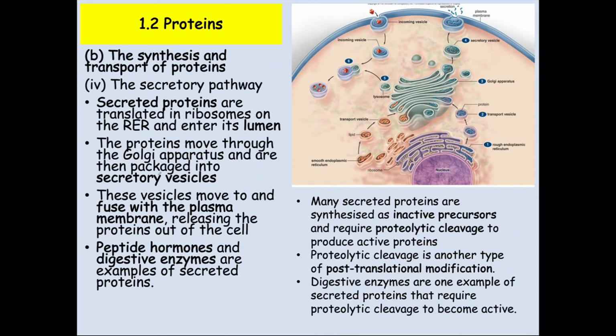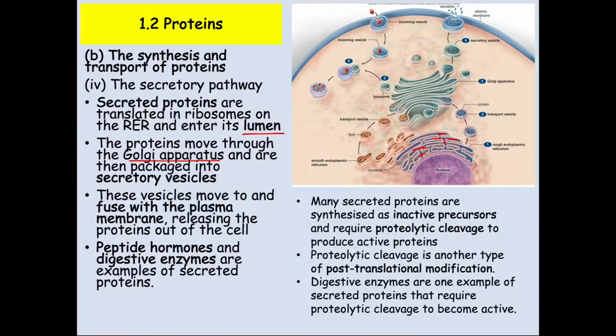Okay, so secreted proteins are translated in ribosomes on the ER and enter it through its lumen. That's the lumen in this area here within the rough ER, into these areas here. Then it will work its way through this part of the rough ER, and then they eventually arrive at the Golgi apparatus, which we know happens via these vesicles, and we can see it being transported across there.